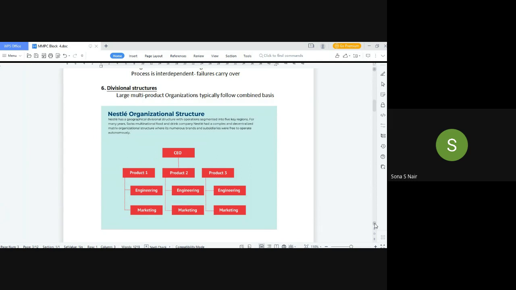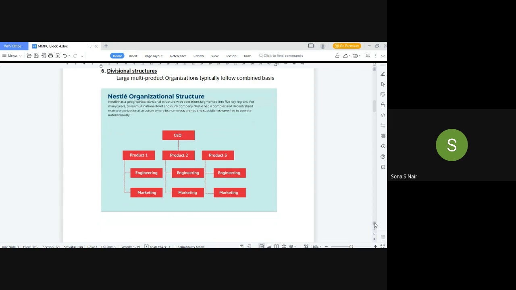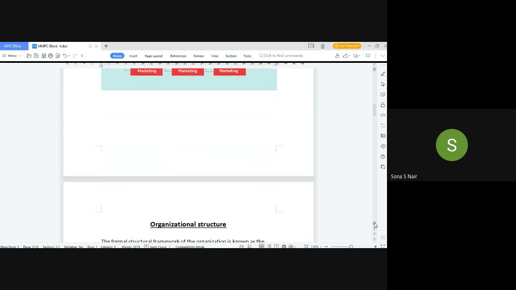There we see these divisional structures. You can see a small example here of a Nestle organizational structure. I don't know whether it is true or not, but at least it gives us an idea that the regional heads and all the product heads are going to report to the CEO, and then they have different functional areas for every product. They might even have geographical offices, right? So divisional structures are the most complex structures, and majorly all big multi-product companies have followed the divisional structure.